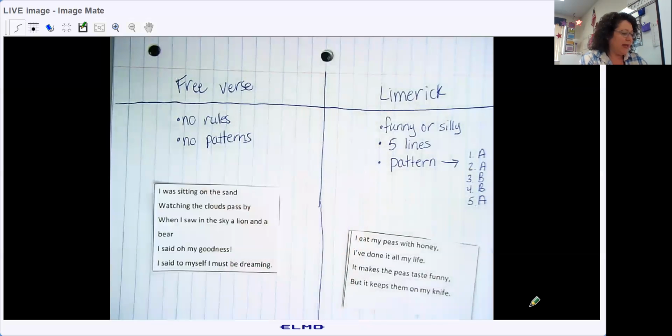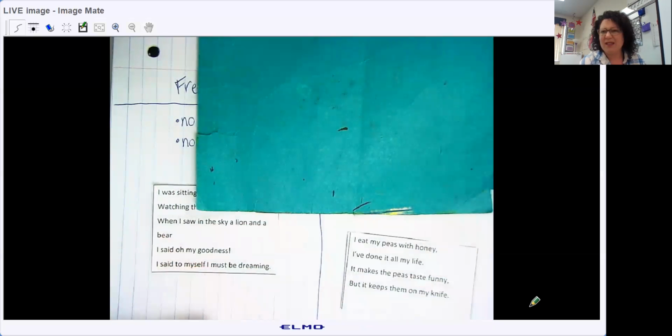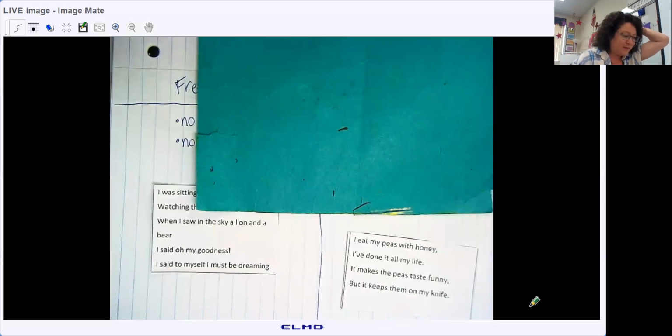Let's see about this one. I eat my peas with honey. I've done it all my life. It makes the peas taste funny, but it keeps them on my knife. So I don't know if you eat peas or not, but the little round green ones are hard to keep on your fork. So this little person is pretty clever. Puts the honey on her knife, puts the knife on top of the peas, and they stick to the knife. I would use a fork though.